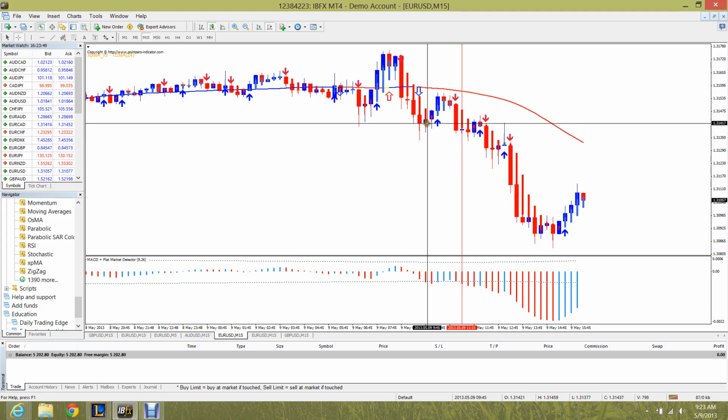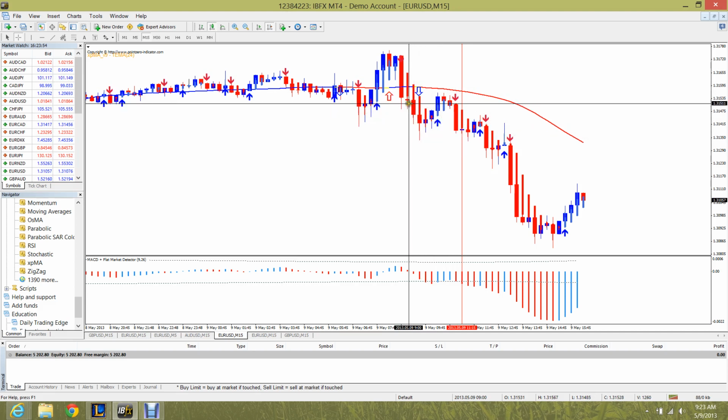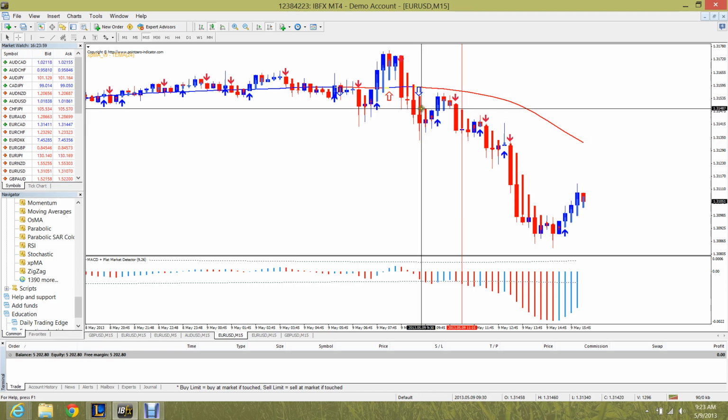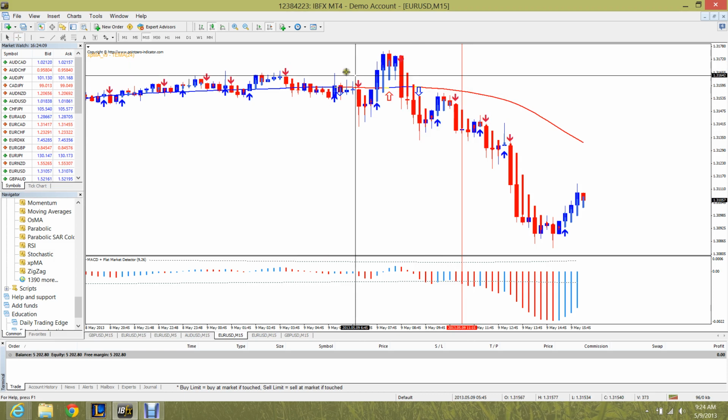For example, these 2 candles right here did not go lower than this candle here, and these 2 candles before did not go lower than this here. So with our swing high, this would be my stop loss, right above this area here. So that would be about 16 pips.